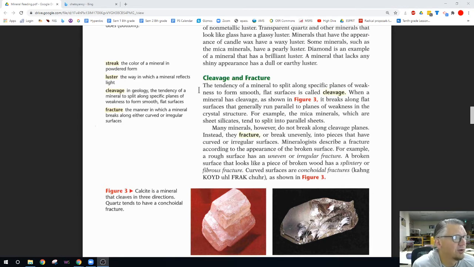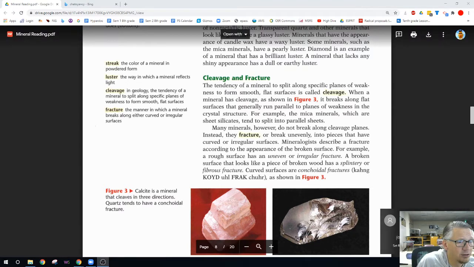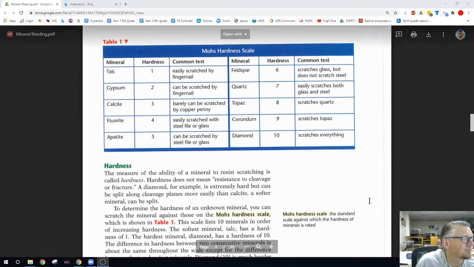Many minerals, however, do not break along cleavage planes. Instead, they fracture, or break unevenly, in pieces that have curved or irregular surfaces. Mineralogists describe a fracture according to the appearance of the broken surface. For example, a rough surface has an uneven or irregular fracture. A broken surface that looks like pieces of broken wood has a splintery or fibrous fracture. Curved surfaces are conchoidal fractures, as shown in Figure 3.